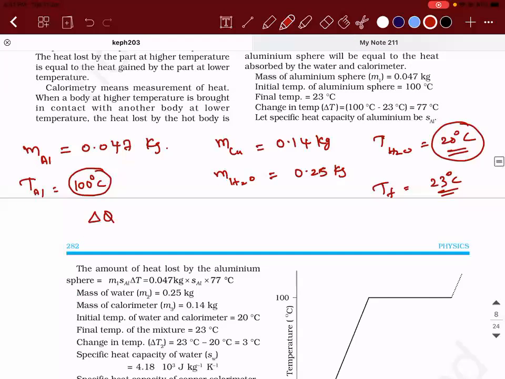So delta Q, the amount of heat lost by the aluminum, is equal to how much? The amount of heat lost by aluminum is mass of aluminum times specific heat of aluminum times the change in temperature. So what is the mass of aluminum? 0.047 times specific heat of aluminum, which we need to calculate, times the change in temperature that has taken place. From 100, it has come down to 23. So it is 77 degrees Celsius that this material has lost.